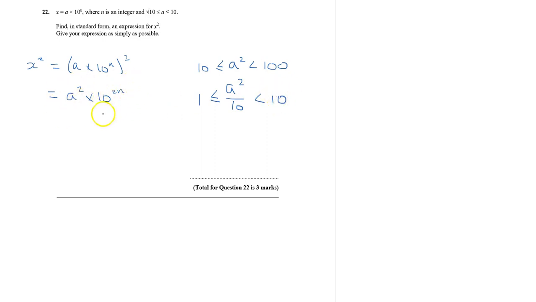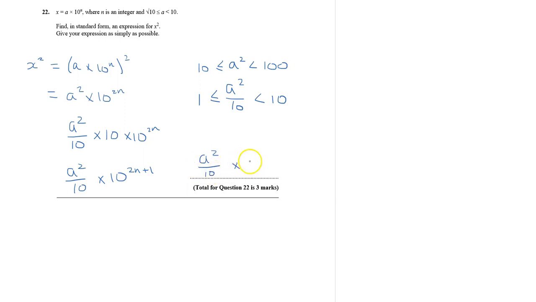However, that means we're going to need to do something to this to maintain the equality of this expression. So if I'm going to be dividing a squared by 10, that means I need to make this value here bigger to compensate for the fact that I'm making this one smaller. So if I'm making this one 10 times smaller, then I need to make this one 10 times bigger. So in other words, I need to multiply it by 10. So 10 to the 2n. Now, multiplying, so add the indices, gives us a squared over 10 times 10 to the power of 2n plus 1. So 2n plus 1, basically. And that's the expression as simply as possible.